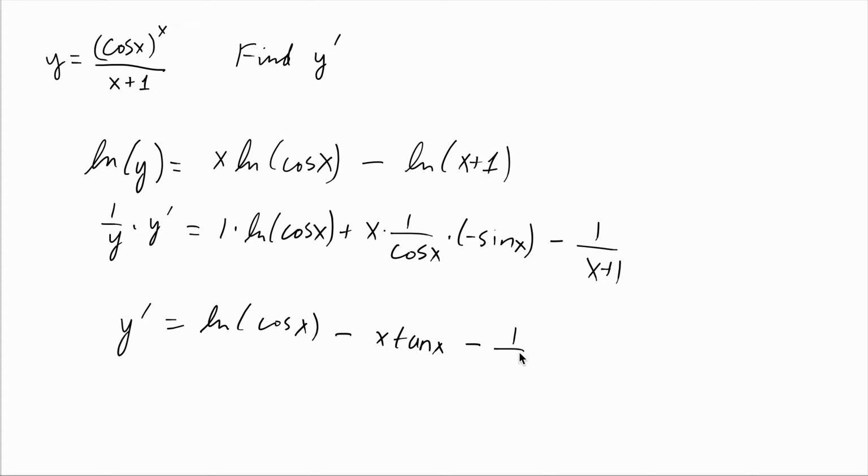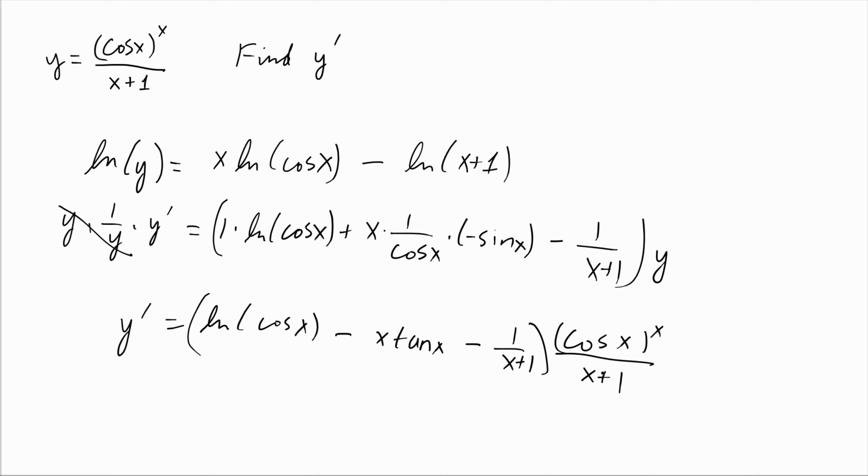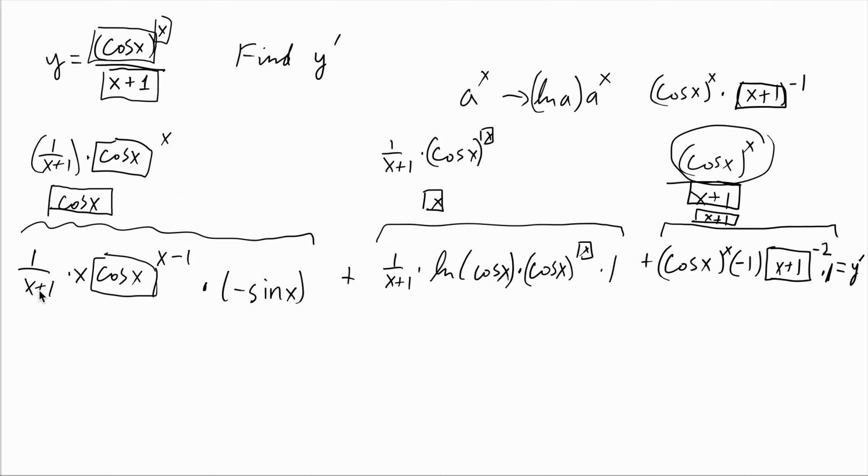minus 1 over x plus 1, but then you have to multiply by y, because multiply both sides by y, so that you get cancellation there. What is y? y is all of that. Cosine x to the x over x plus 1. Now, this is actually equivalent to what we have on the previous slide. Let's just compare. Here, if we take a look at this.